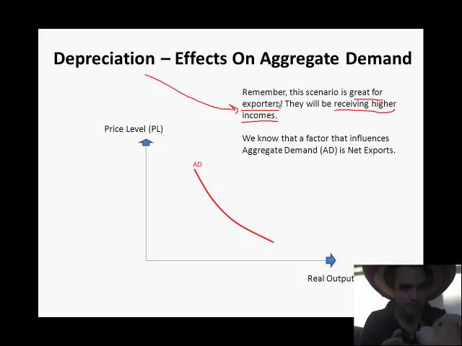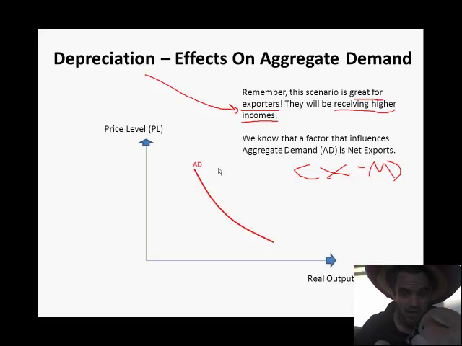Now we know from previous lessons that a factor that influences aggregate demand, AD, is net exports, which is your exports minus your imports. So if our exporters are exporting more and receiving higher incomes, which they will most likely spend in the New Zealand economy, what's going to happen to our AD curve? You're right, it's going to shift to the right. It's going to go outward.